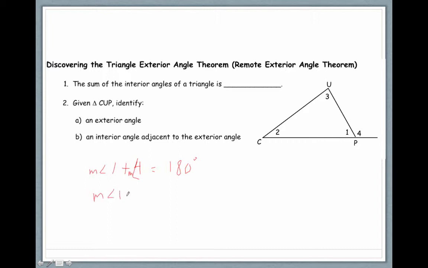Also, the measure of angle 1 plus the measure of angle 2 plus the measure of angle 3, also 180. That means the measure of angle 4 and the sum of these measures are the same, because I took the measure of angle 1 and added this to it and got 180, took the measure of angle 1 and added that and got 180. So these must be the same, namely 180 degrees minus the measure of angle 1. But at any rate, they're equal.